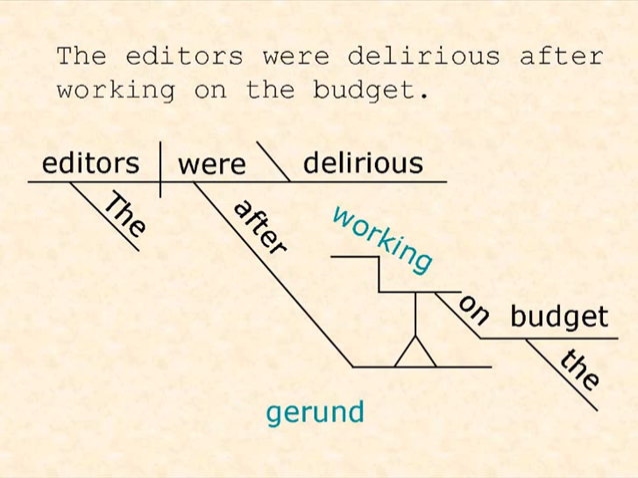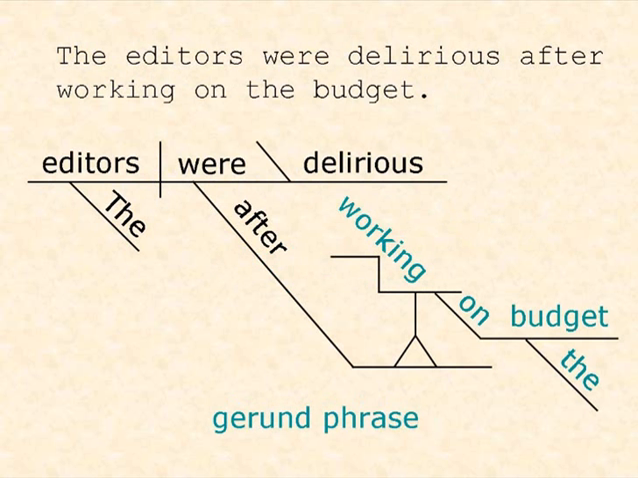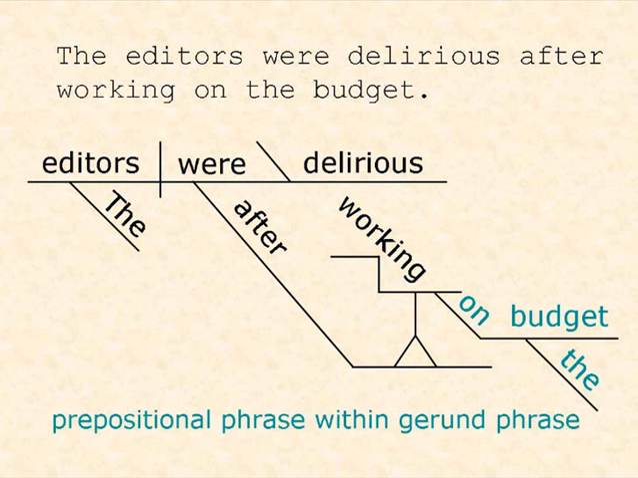In this diagram, working, that word on the steps, is the gerund. The editors were delirious after working on the budget. Delirious, I tell you. And working on the budget is the gerund phrase that those delirious editors are doing. On the budget is the prepositional phrase within the gerund phrase.